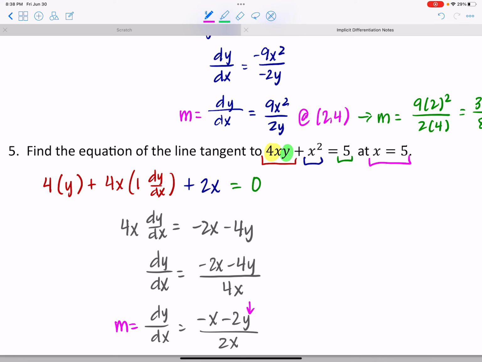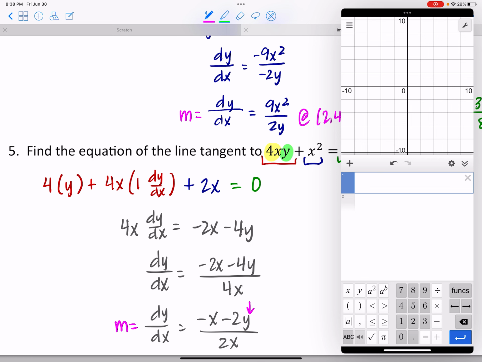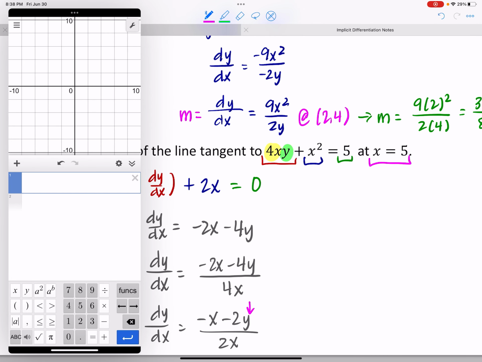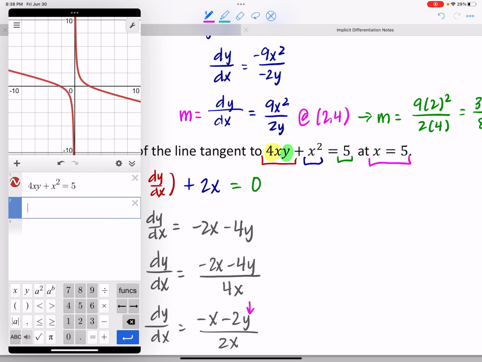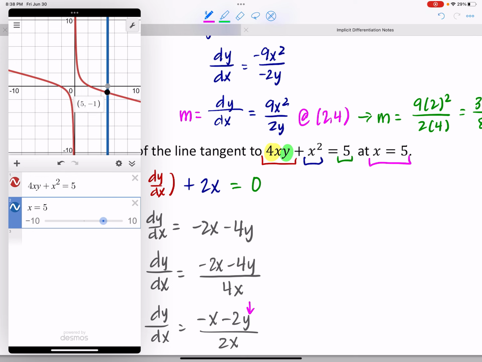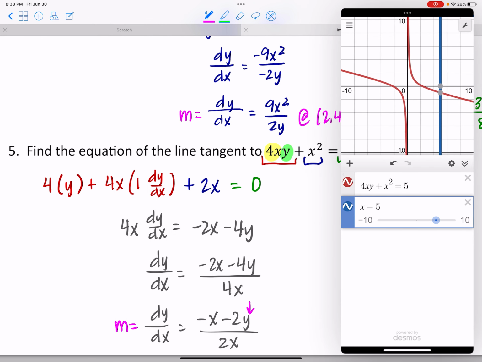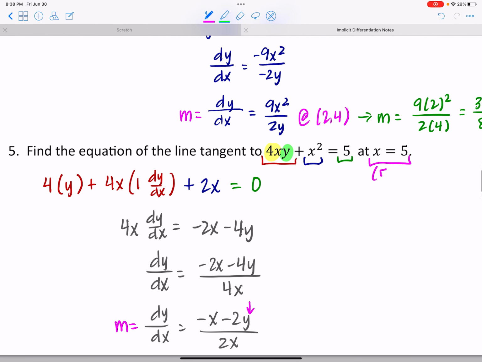Fun times, right? Now I'm going to go ahead and go to my calculator to help me out with this one because I know I'm going to use my calculator to verify my work anyway. So I have 4xy plus x squared equal to 5. There's my graph. I want to figure out what's happening at x equals 5. So x equals 5, there's my point of tangency right there. If I plugged 5 in for x, the resulting y value would be negative 1. So my point is going to be at 5 and negative 1.